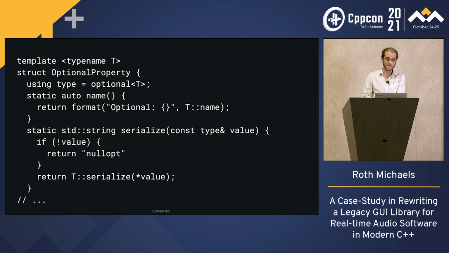And then for serialize, it's pretty easy. If the optional is valid, just call T's serialize function. If it's not, put out a string that says nullopt. And deserialize is similar. Check if it's nullopt. If it's not, use T's deserialize function. But you'll notice there's something a little bit strange here. On optional property, name is a function. But in the other examples I showed you, name was a constant member. Now if I were to compose an optional property, that's not going to work because T::name is a function in that case, not just a string.